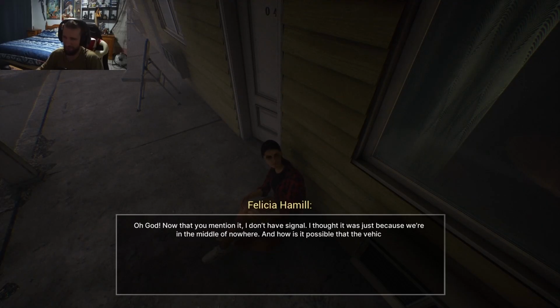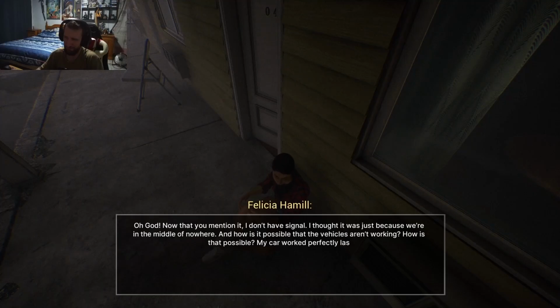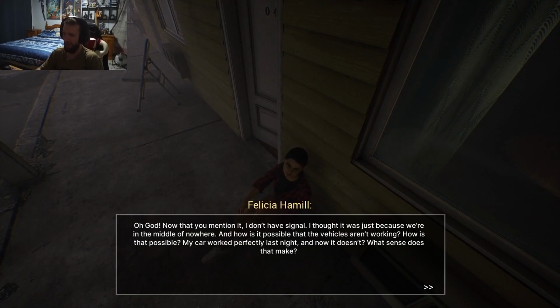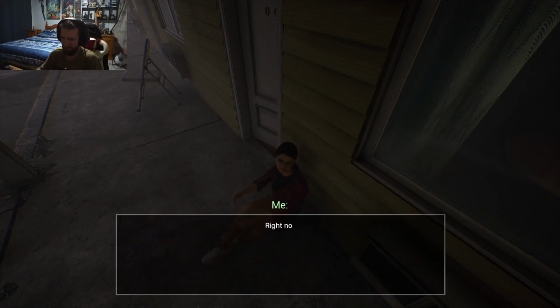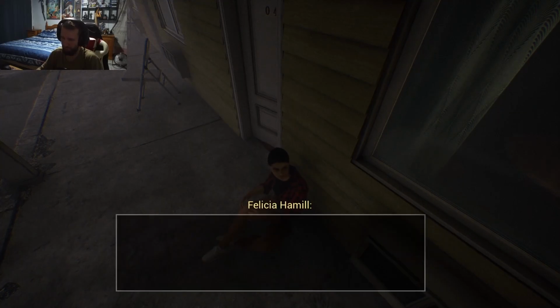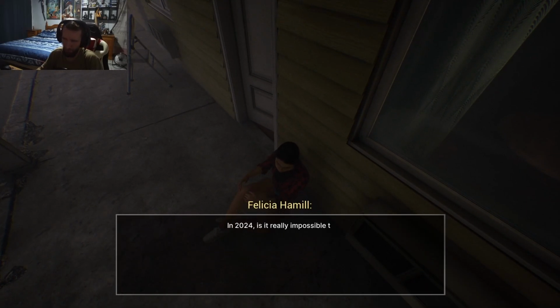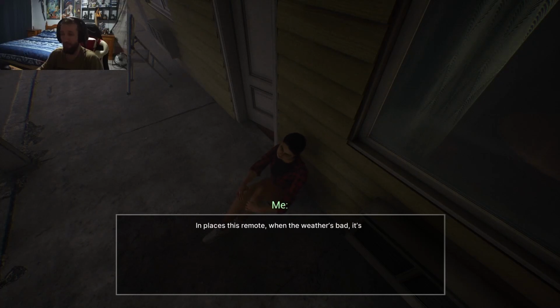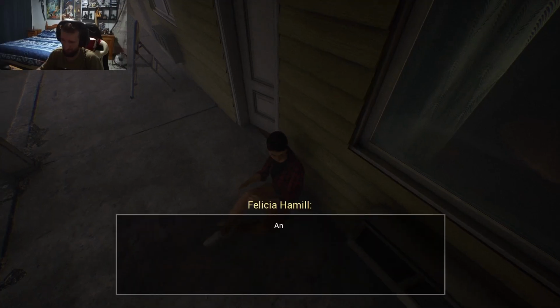And how is it possible that the vehicles aren't working? How is it possible? My car was perfectly fine last night, and now it doesn't? What sense does that make? Right now, I don't know. I'm surprised too. In 2024, it is really impossible to communicate with anybody. In places this remote, when the weather's bad, it's pretty common to lose communication.